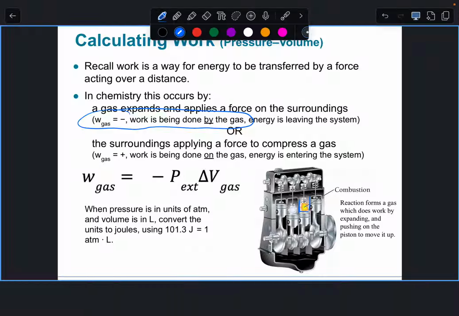If the surroundings pushes in on it, so some other force pushes those sides of the container in, that's when work would be positive. There's actually energy going into the system in that instance.